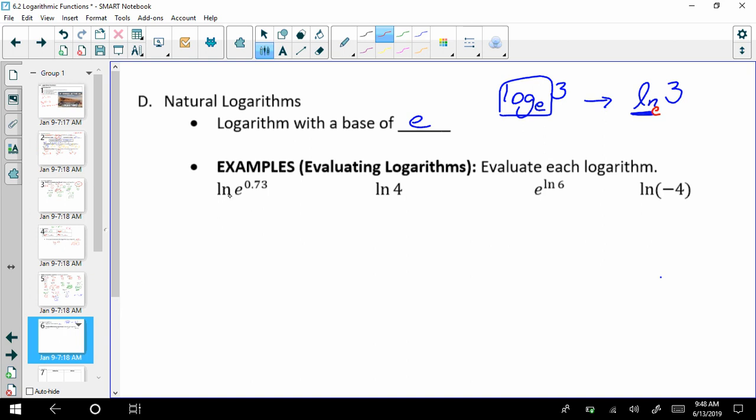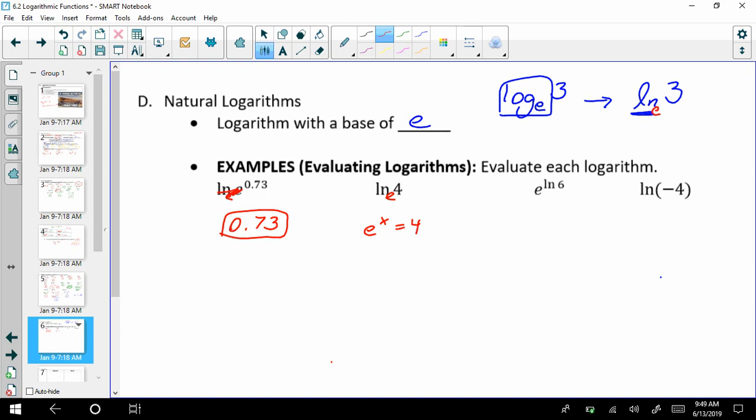So let's just practice evaluating these. Evaluate each logarithm. The natural log of e to the 0.73. Well, I know its base is e because it's a natural log. And hey, it's the same property. If the base and the number match, they cancel out, and I'm left with whatever was left. So this next one, since it's natural log, I know the base is e. So this is asking e to what power is 4.